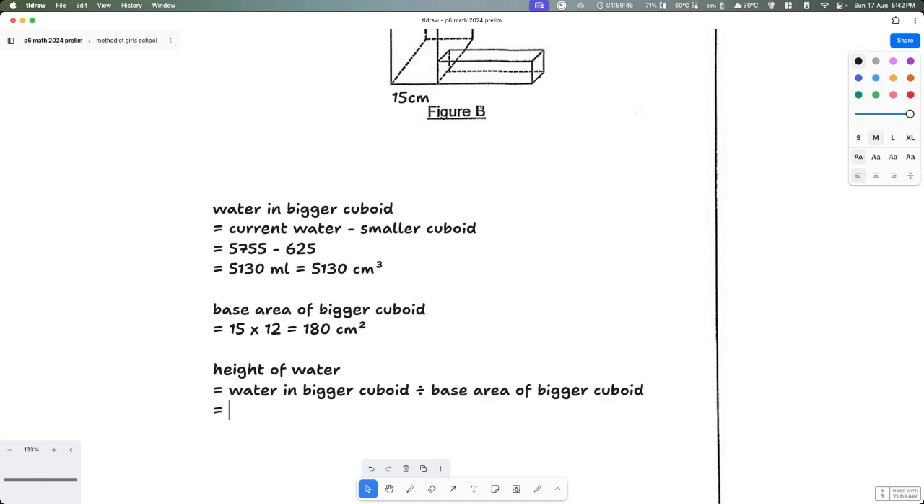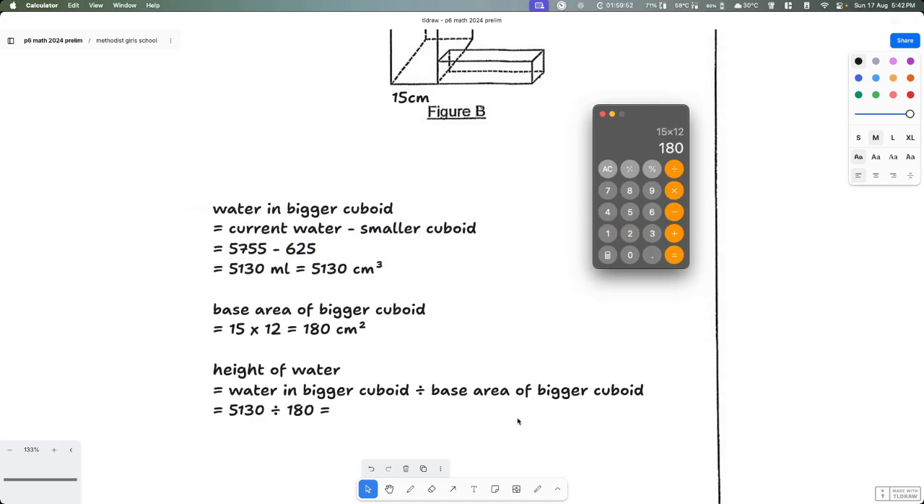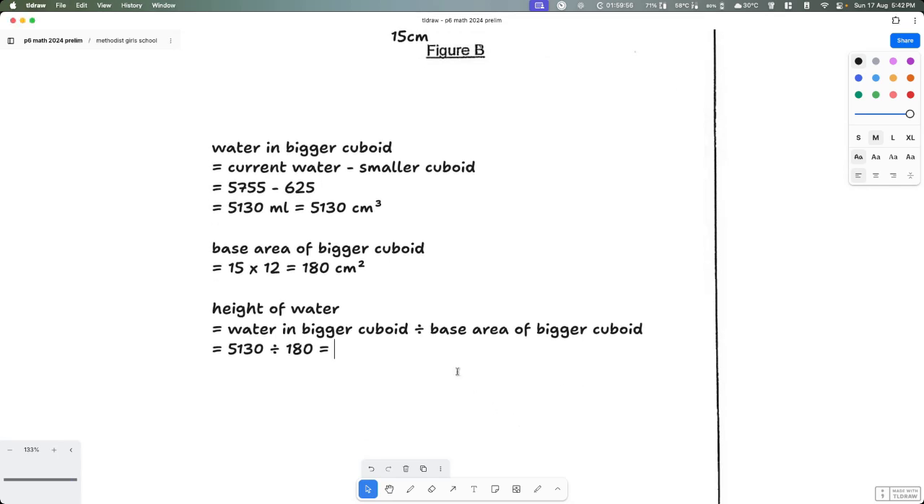Okay, so water is 5130 divided by 180, and this gives us 28.5 centimeter. Okay, so that's the answer for part B.